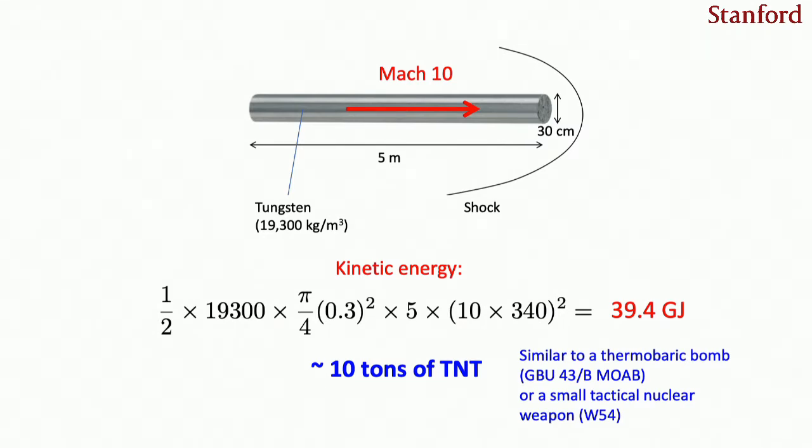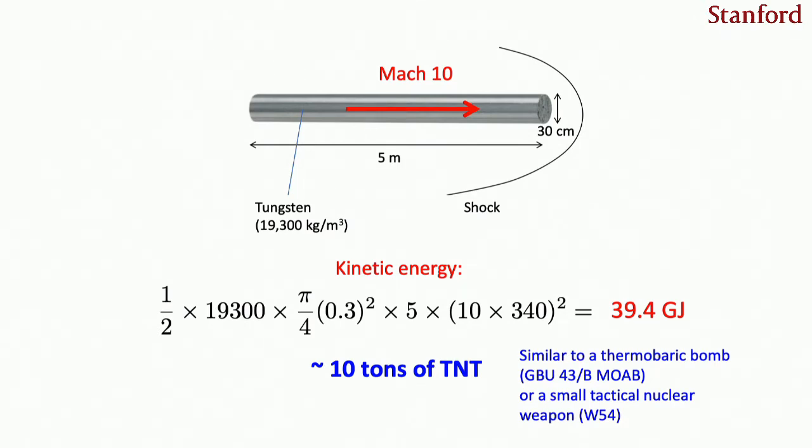If I accelerate this sort of telephone pole to Mach 10, the resulting kinetic energy that you have on the screen will be 1/2 multiplied by the density of tungsten multiplied by pi/4, the diameter squared, multiplied by the length and multiplied by the velocity squared, that is, 10 times the speed of sound squared. So the resulting kinetic energy of this telephone pole will be 39.4 gigajoules. And this energy is equivalent to 10 tons of TNT. So this is to say that if I was able to have a mechanism by which this pole would be kinetically impacting the ground, the energy release would be similar to a thermobaric bomb or a small tactical nuclear weapon.